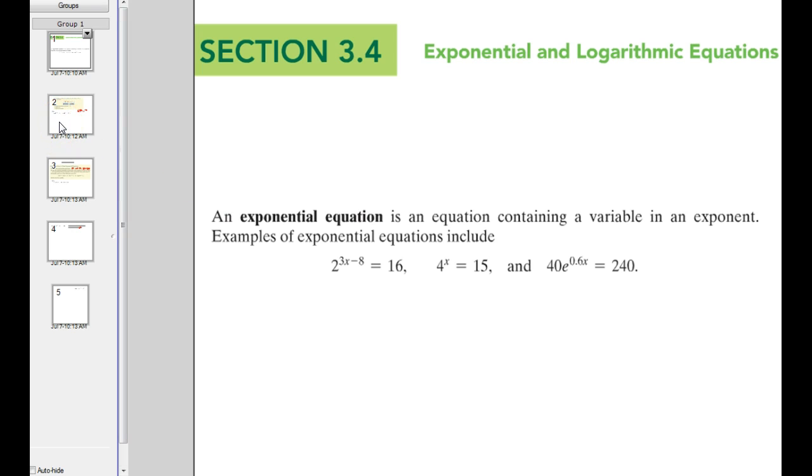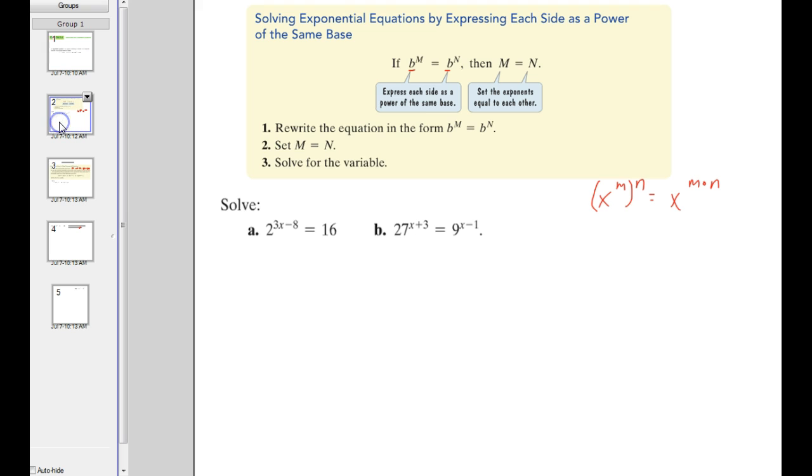The easiest method, if it can be used, is to rewrite both sides of the equation with the same base. So in this problem right here, example 2 part A, 2 is the base on the left side, but 16 is the base on the right. They're not the same base as it stands. But 16 is equal to 2 to the 4th power. And so then I can write this in this form where the left and right side both have the same base. So I have 2 to the 3x minus 8 equals, instead of 16, I'm going to write it as 2 to the 4th.